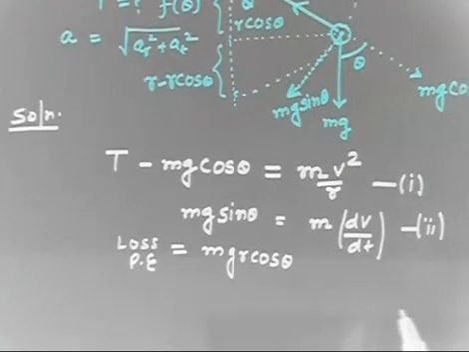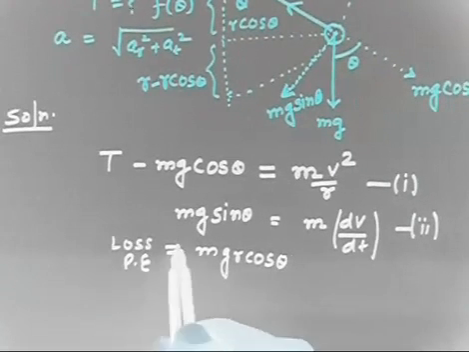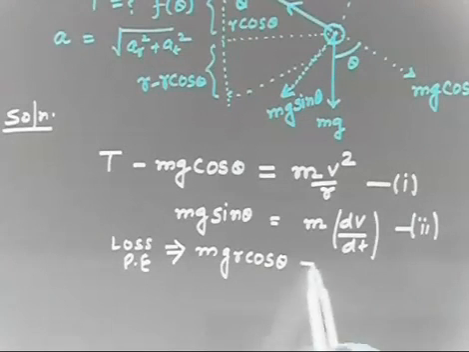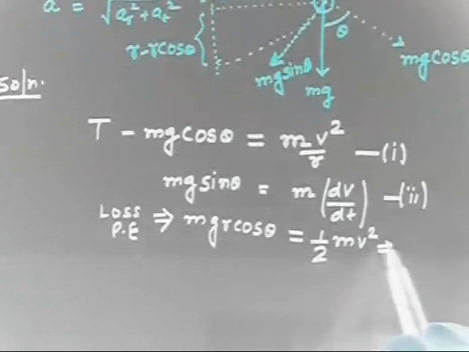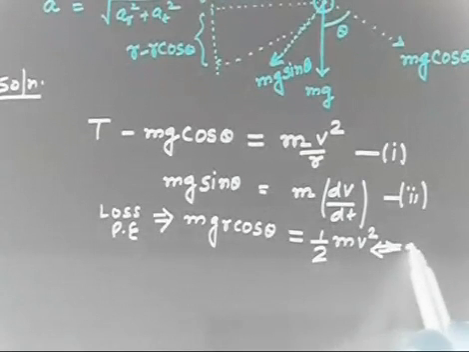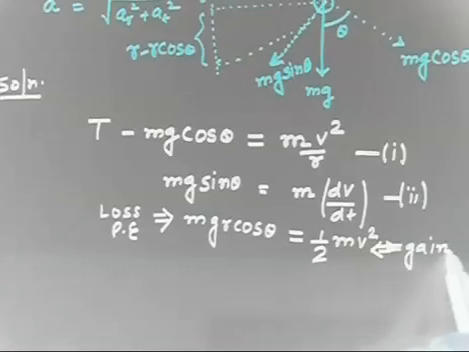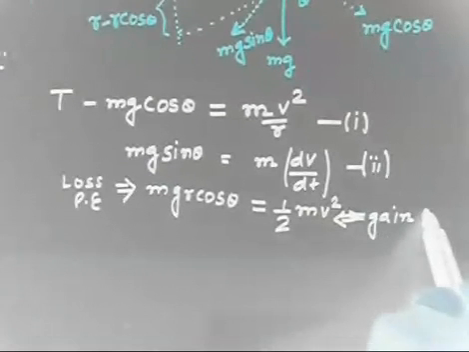This is the loss in potential energy. It is equal to the gain in kinetic energy, half m v square. That is the gain in kinetic energy.